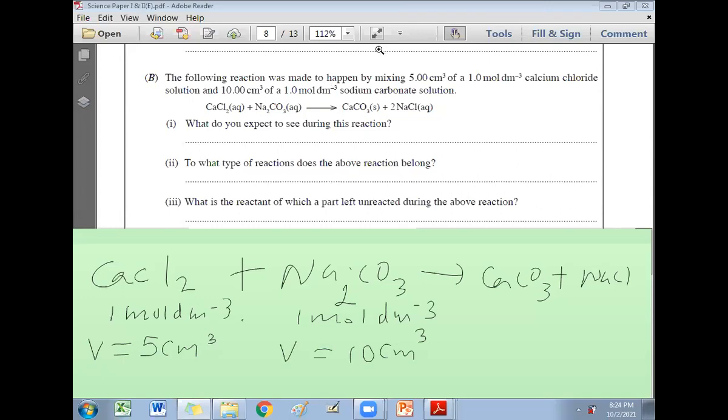Na2CO3. Very good. You have added Na2CO3 in excess, so that will be left unreacted. How much will be unreacted? 5 ml remains unreacted. Milliliters and cubic centimeters are the same, right? I'll write here 5 ml. Sodium carbonate remains in excess, 5 ml.